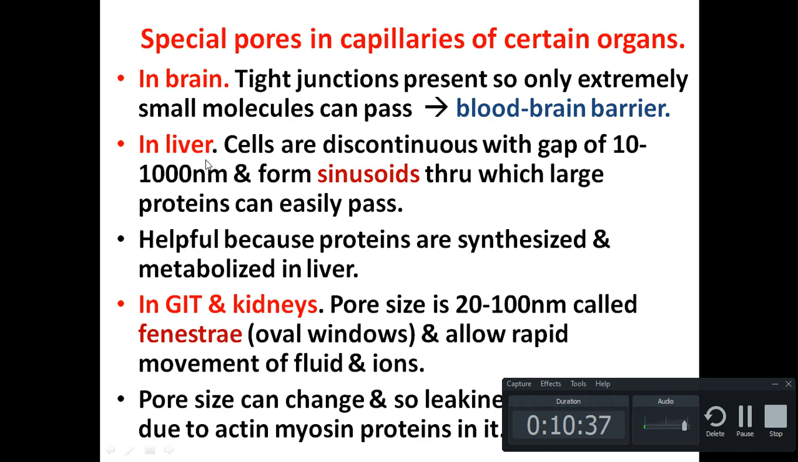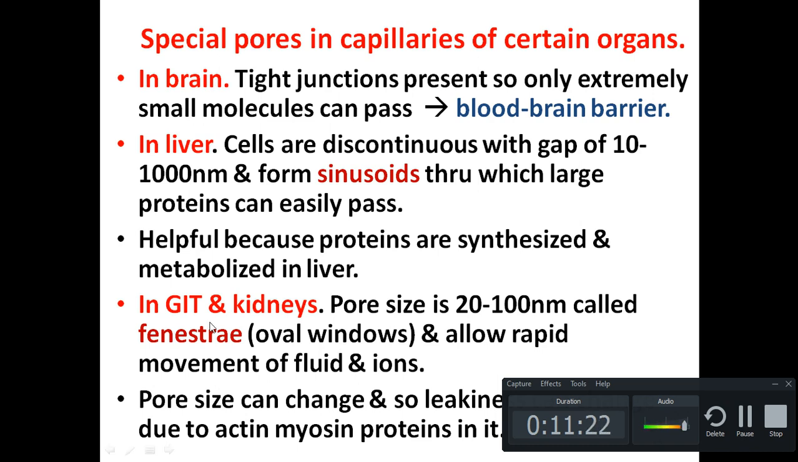The second organ is the liver, in which the cells are discontinuous with very large gaps of about 10 to 1000 nanometer, and this will form sinusoids, and these sinusoids allow large protein molecules to pass through them easily. This arrangement is very important because the liver is synthesizing different types of proteins, and these proteins have to be transported through the blood. So through these sinusoids, these protein molecules can easily pass from the liver into the capillaries, and also in the reverse direction.